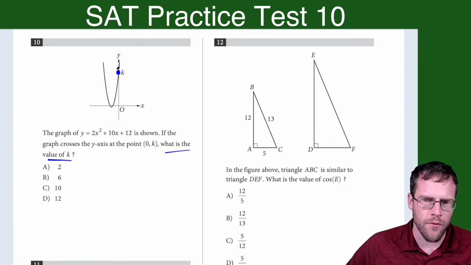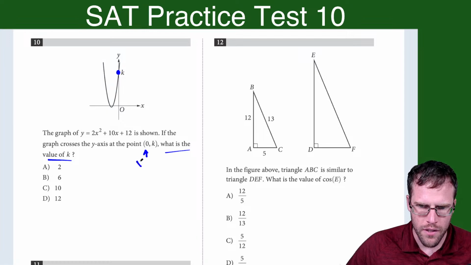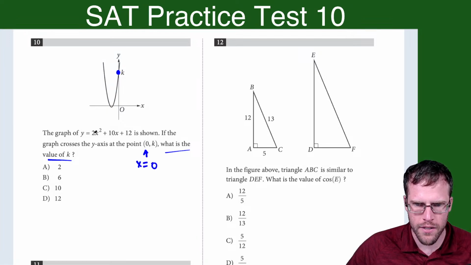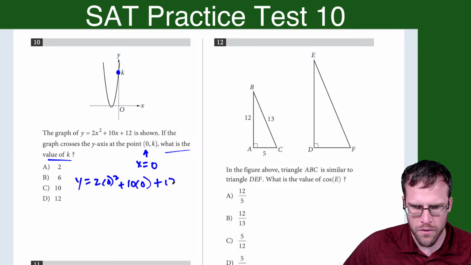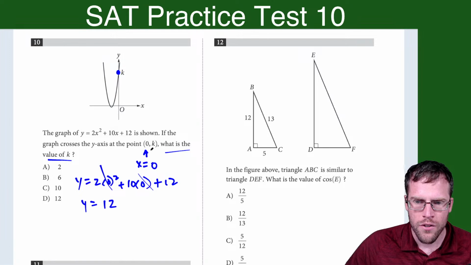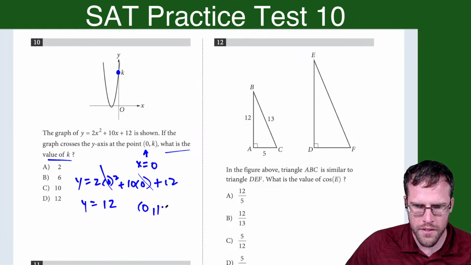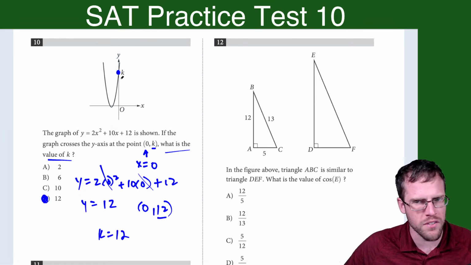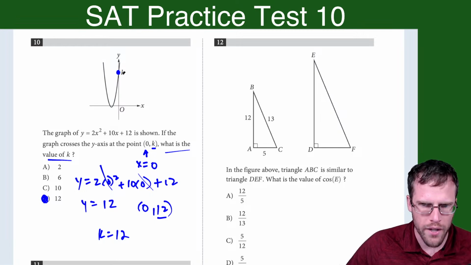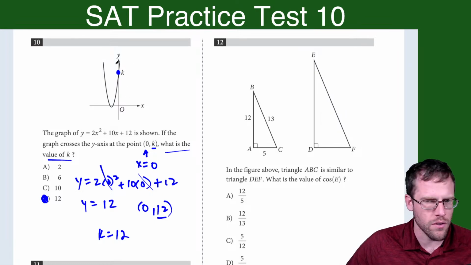So for this, if we want to find out the value of k, notice here that our x is equal to 0. So what we could do is plug x equals 0 into the equation. Y equals 2 times 0 squared plus 10 times 0 plus 12. And now that'll tell you y equals, this stuff cancels, and you're left with just 12. So when x equals 0, y is equal to 12. So that would tell us here that k has to be equal to 12. All right, so we just plug 0 into the equation to find the y-intercept. And the y-intercept here, the graph is crossing at 12.